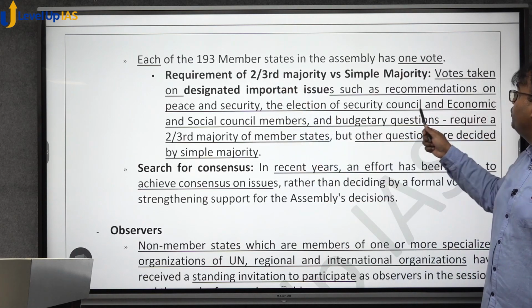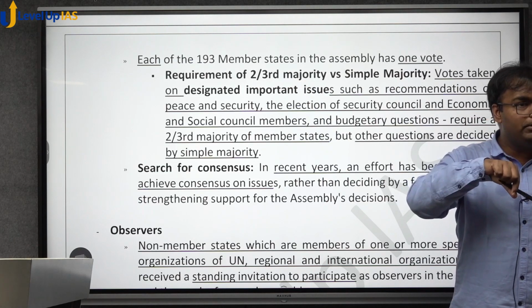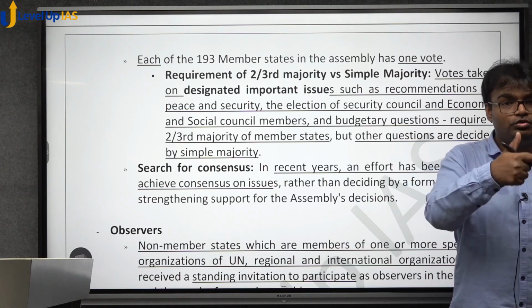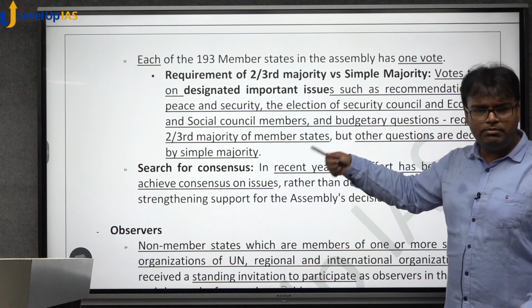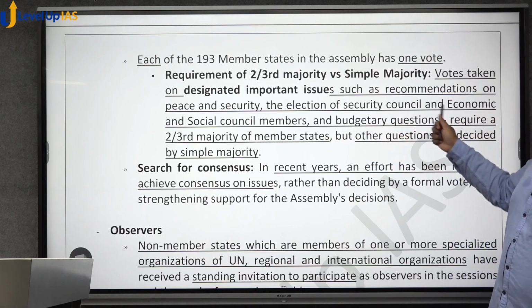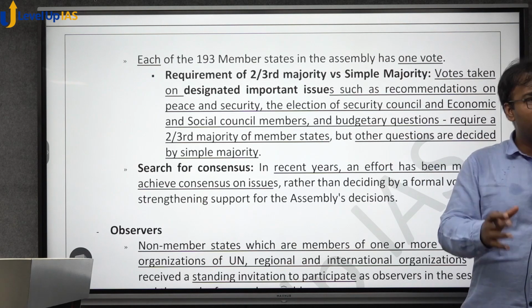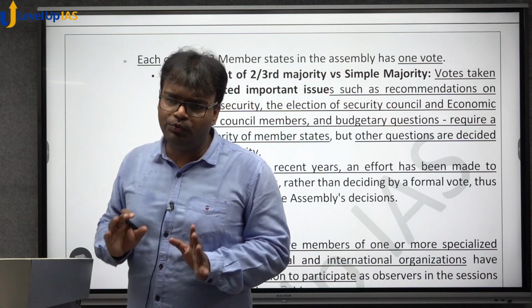Similarly, for election to the Security Council: India was elected to the Security Council, and India needed a 2/3 majority, the support of 2/3 of the members. You would see that when electing members of the Economic and Social Council, or for budgetary questions, in all these cases a 2/3 majority is required. So the different types of majorities in the United Nations General Assembly should also be known to you.